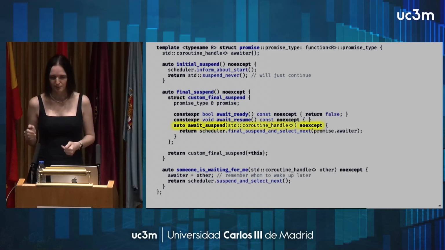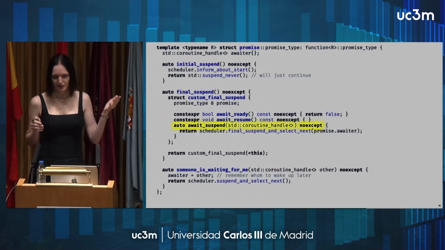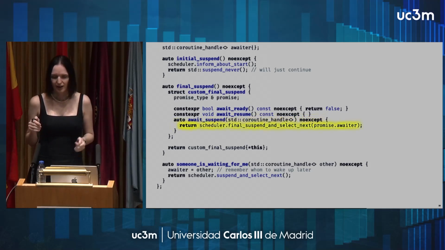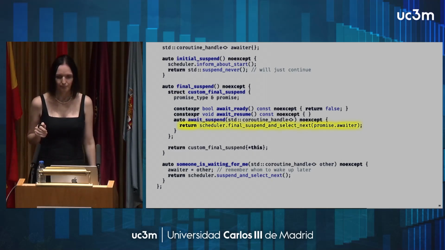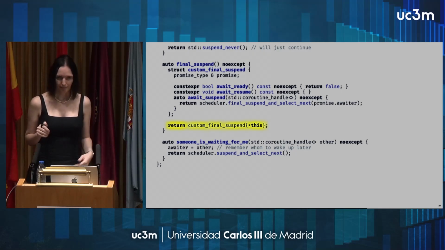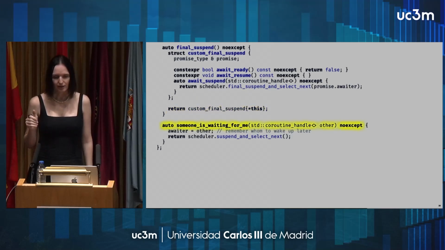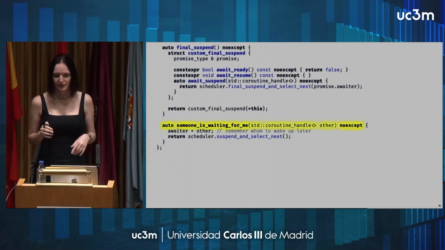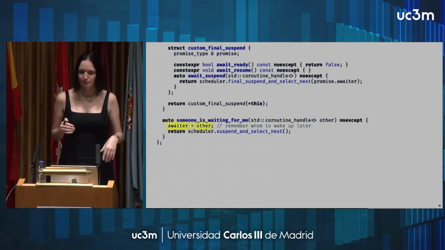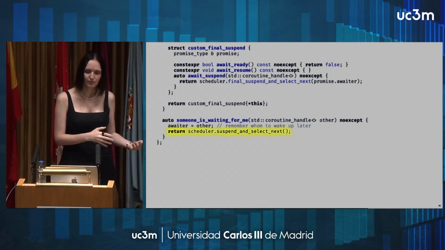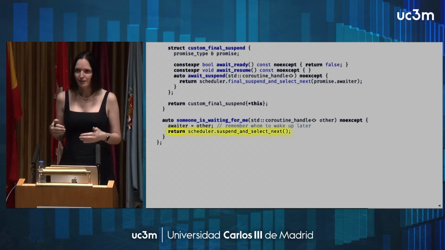And then when I suspend it, the coroutine handle is actually itself, so it's not needed here. I will ask the scheduler to final suspend me and select something else to do. So I'm not returning to whoever resumed me or called me. I'm going somewhere else to some other coroutine, and provide the awaitable. And then the promise type has the function for someone waiting on me. So someone called co-await on my promise. I will store it and ask the scheduler to suspend me and select someone else to do, because I cannot do anything now, because I need to download it and it will take a while.